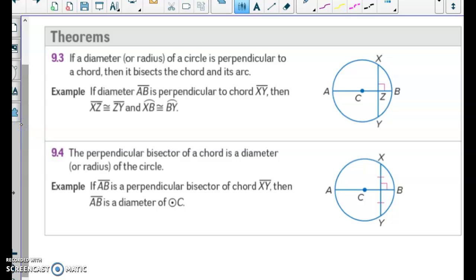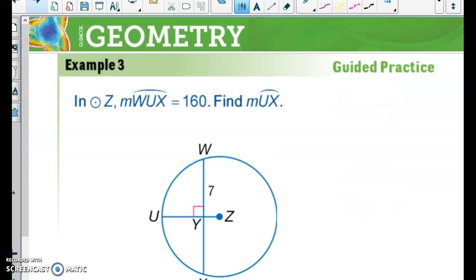And pause it if you need to write down these theorems. They say that if a line is congruent and bisects a chord, then it'll go through the center. It'll be a diameter. And it also cuts it into 2 equal parts. So if it cuts it into 2 equal parts and it's perpendicular, then it's a diameter. So basically what that's saying here is if this is 160 degrees, well, if it cuts it into 2 equal parts, then that and that would be both equal to 80.